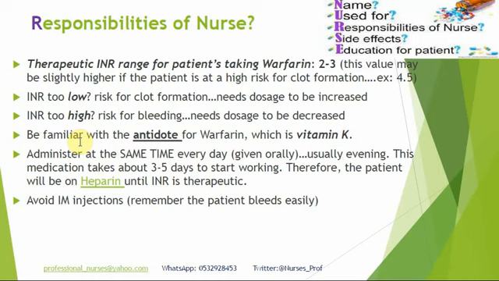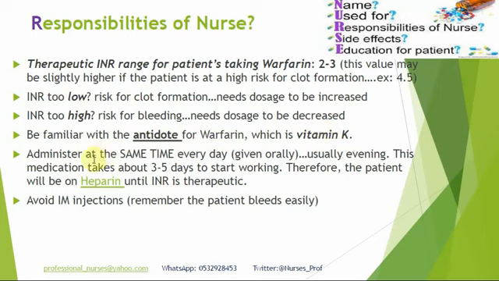As nurses, we have to be familiar with the antidote of warfarin, which is vitamin K. Keep this always in your mind. The antidote for warfarin is vitamin K.